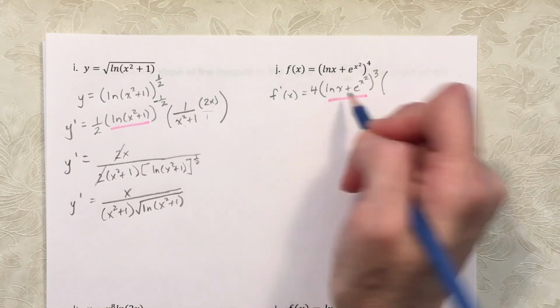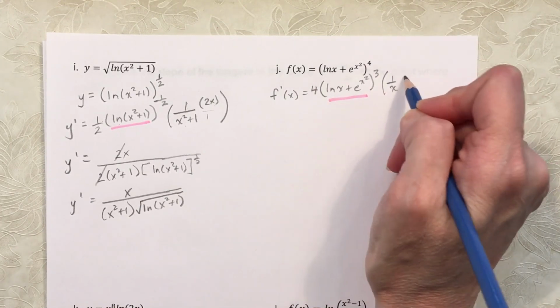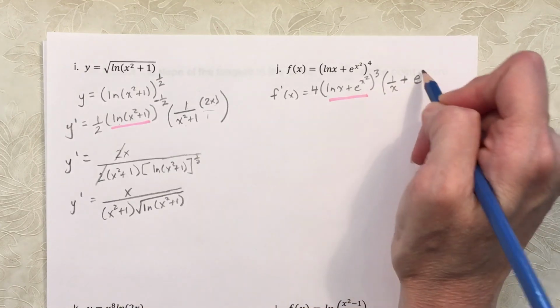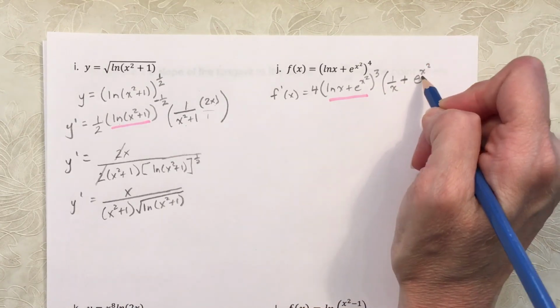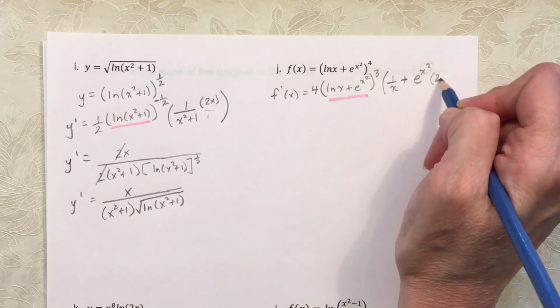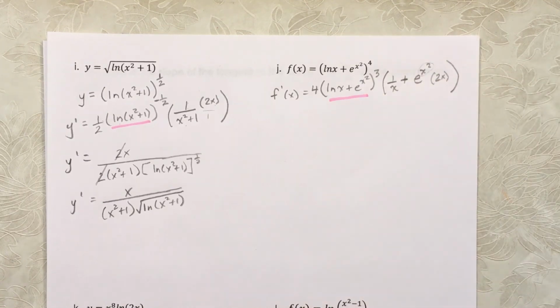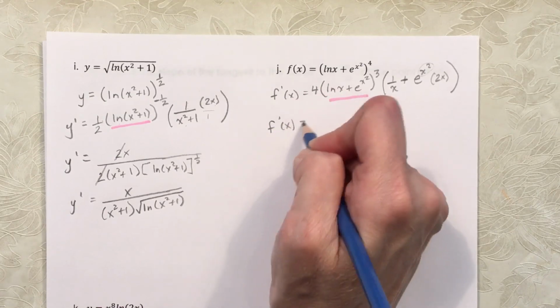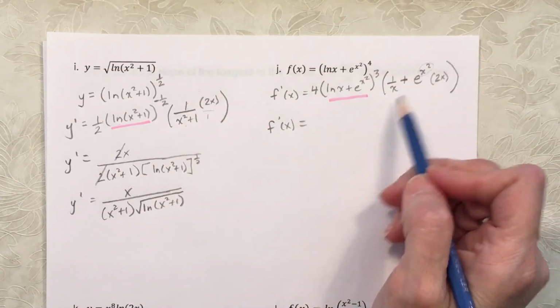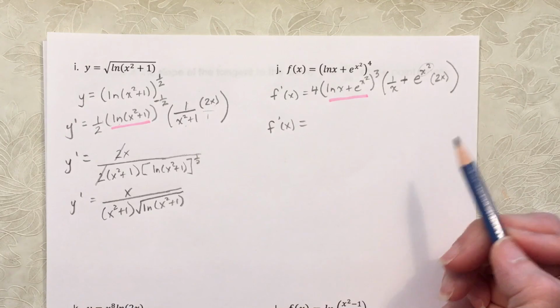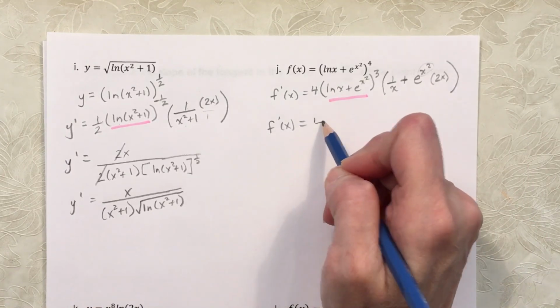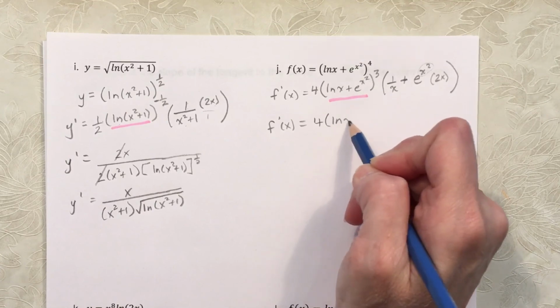So the derivative of the ln of x is 1 over x. And the derivative of e to the x squared is e to the x squared, and then times the derivative of x squared, which is 2x. So this one we're not going to get to write really all that pretty, because this term here is not going to be all that pretty. But I can clean it up a little bit, so that's all I'm going to want you to do.